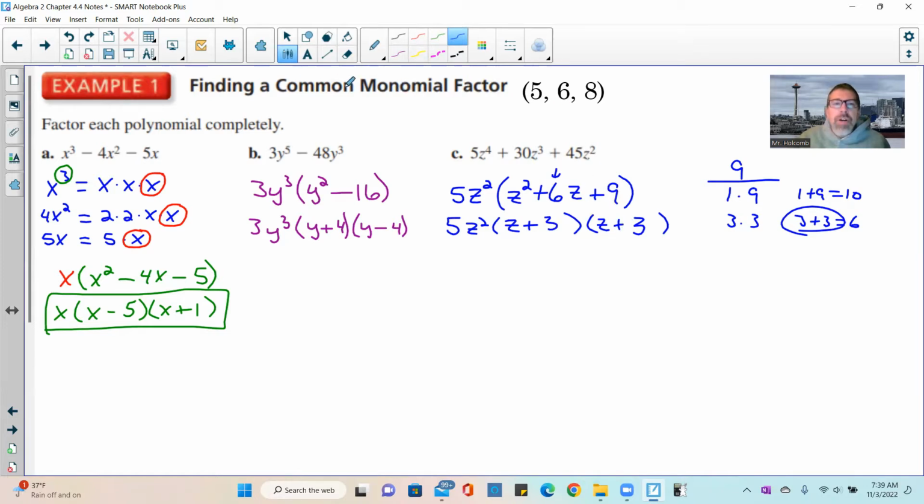Okay, so that's how you find common monomial factors. In this one, the common monomial factor was 5z squared. In this one, the common monomial factor was 3y cubed. And in this one, the common monomial factor was simply x. Okay, so now you should be able to do problems 5, 6, and 8.